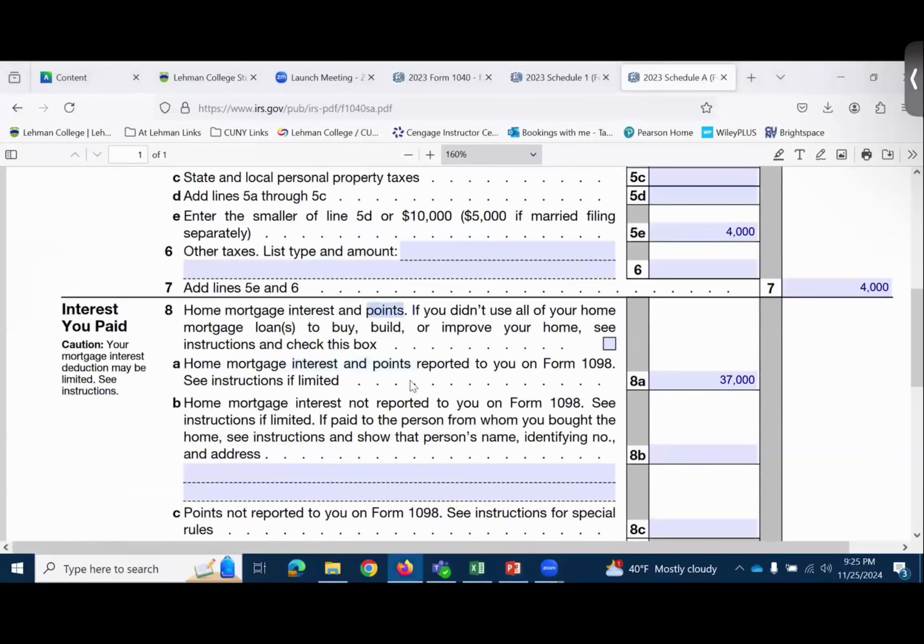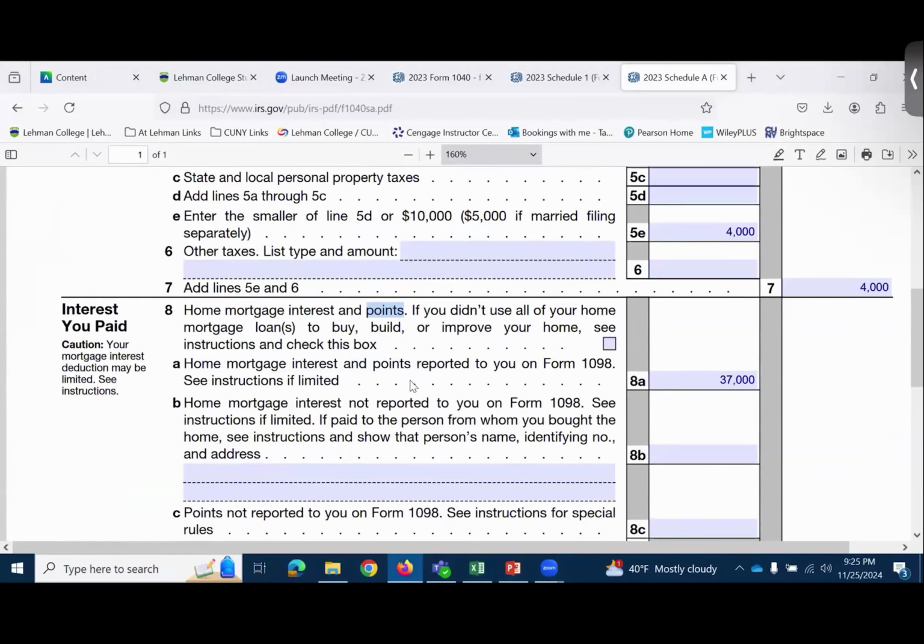What's a point? Let's say you're going to go buy a house. You're going to buy my house. I'm selling my house for $300,000. So you say, I want to buy your house. I say, great, give me $300,000. You say, I don't have $300,000. Well, then what are you going to do? You're going to go to a bank and get a loan.